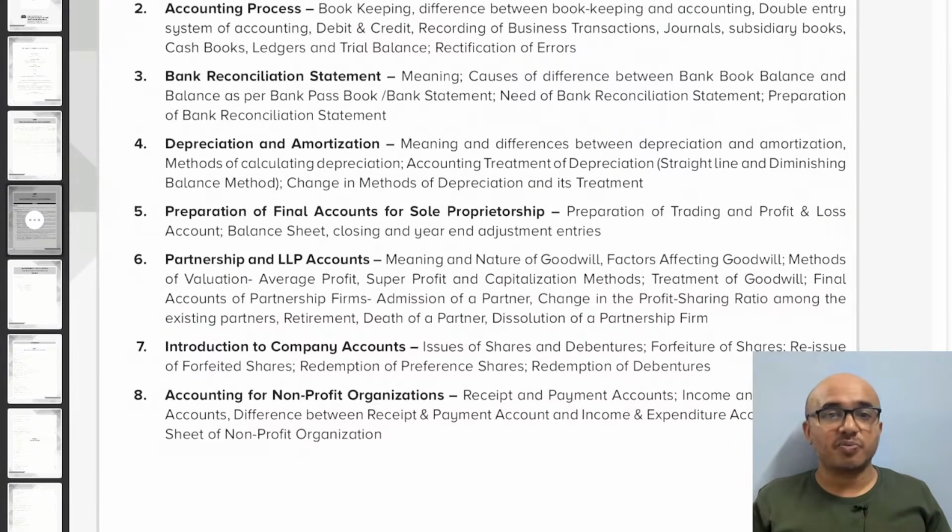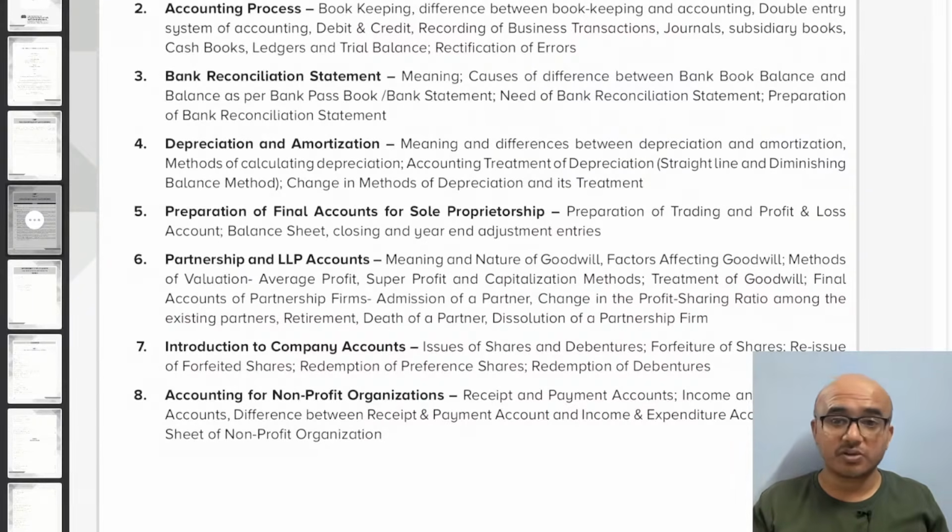Then we have final accounts of partnership firms, fine, admission of a partner, change in the profit sharing ratio, that is fine. Then retirement is there, death is there, dissolution of a partnership. That means the whole spectrum of partnership is there as part of the syllabus. That is okay. Good. Scoring chapter, I would say.